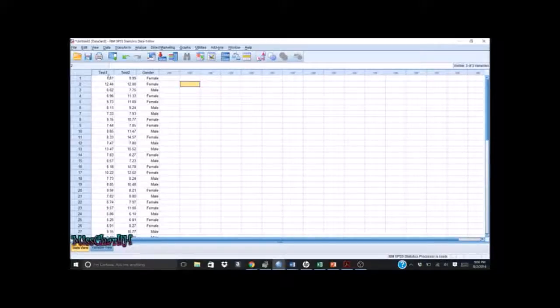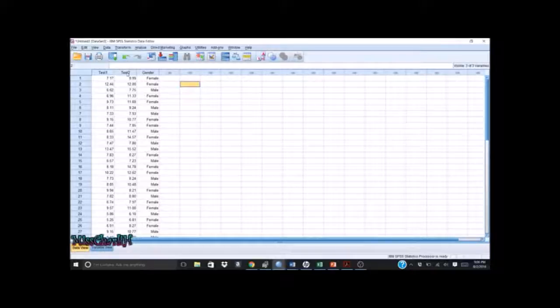And how it works is SPSS is actually going to take an average of all of the scores, and it's going to compare the average score from test 1 to the average or mean score from test 2. And it's going to tell us then whether those two scores are significantly different from each other or if they're just slightly different due to chance.